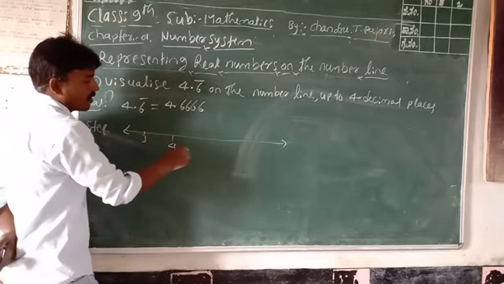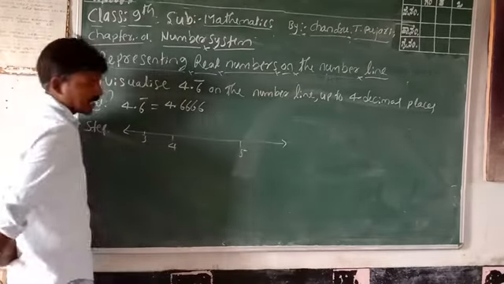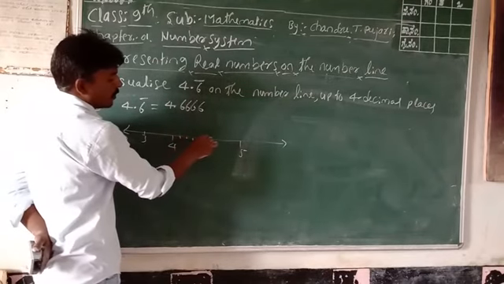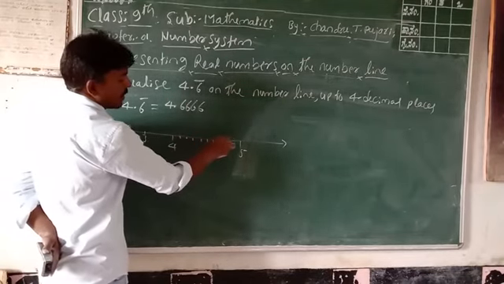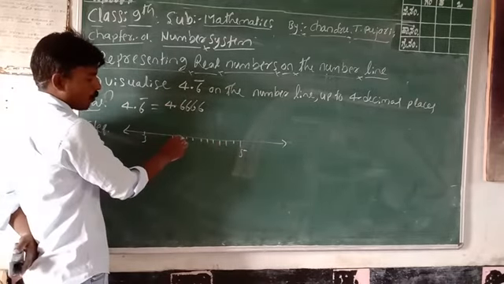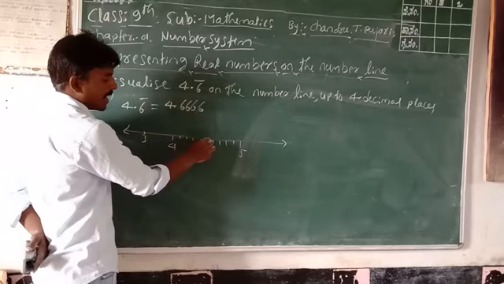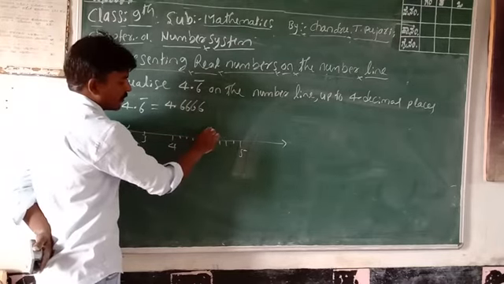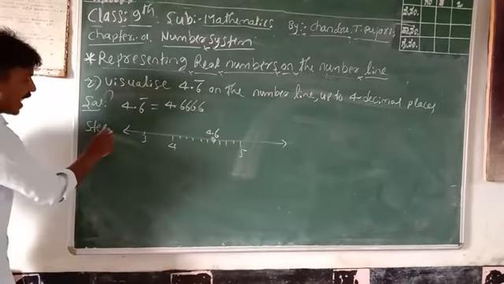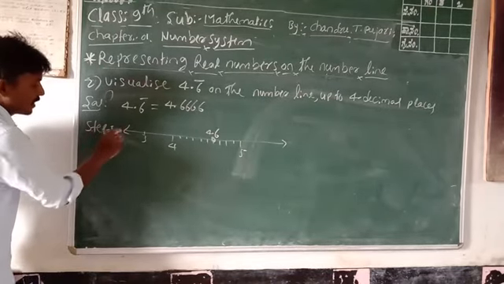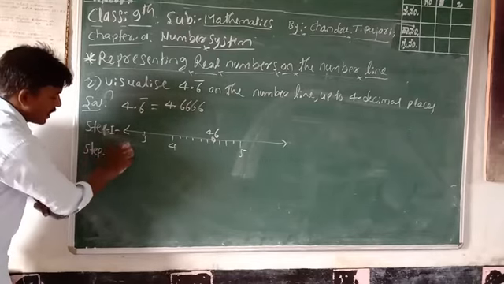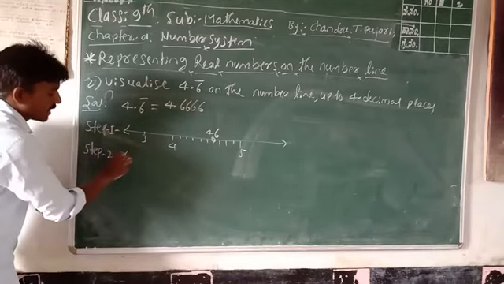Between 4 and 5, take 10 parts: 1, 2, 3, 4, 5, 6, 7, 8, 9, 10. Therefore 4.6 is there: 4, then 1, 2, 3, 4, 5, 6. This is 4.6. The first step is over. Step 2: again take the number line.